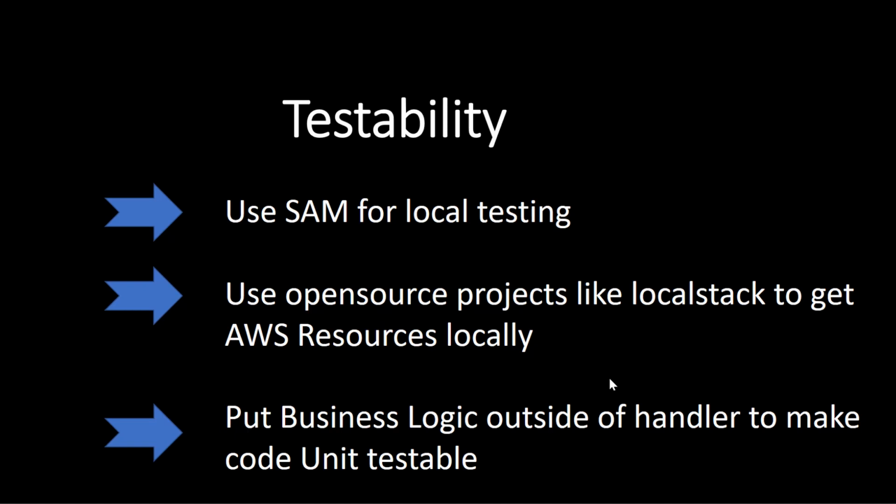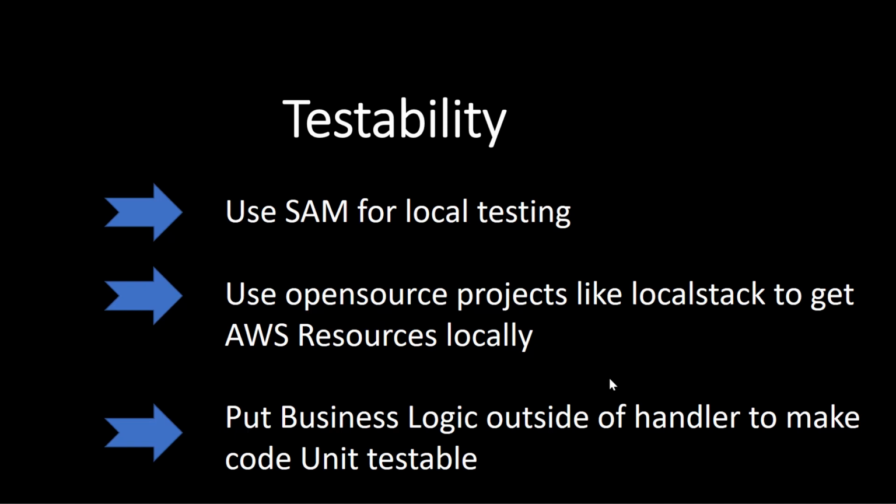Now let's talk about testability. Lambda function runs on AWS only. How do we test the Lambda function before we deploy on AWS? AWS has provided the SAM service which you can download. What this service does is it provides a local environment where your Lambda function will be exposed as an API endpoint and you can test that. So that is one way you can test it locally before you deploy to the AWS environment.